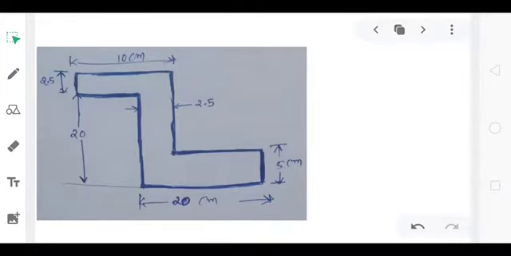So this is the data given. So this type of section is normally called Z section.